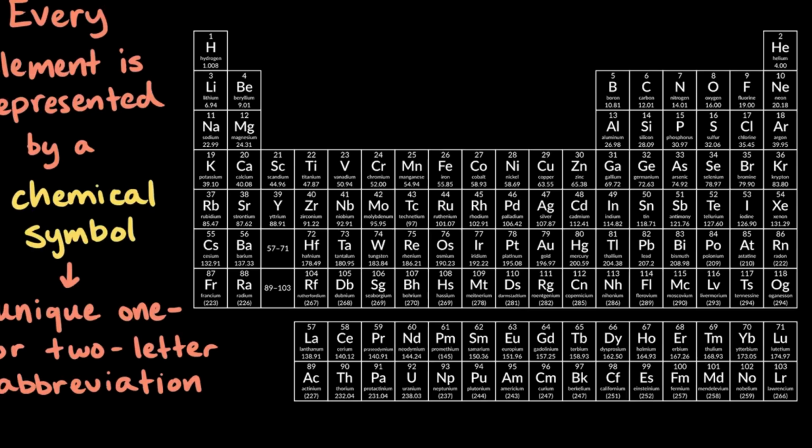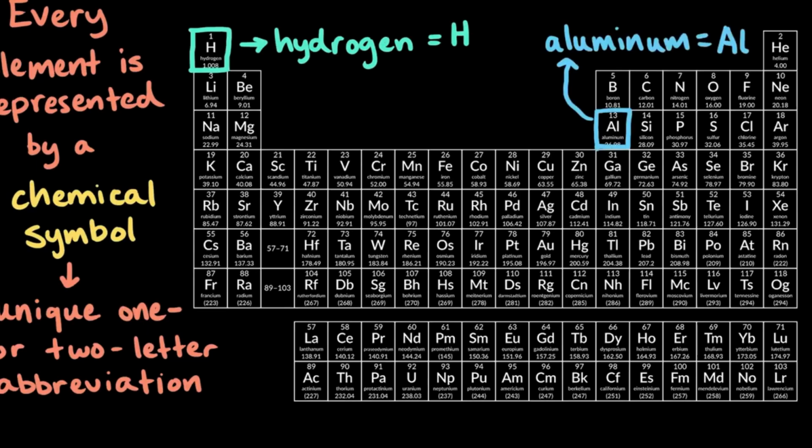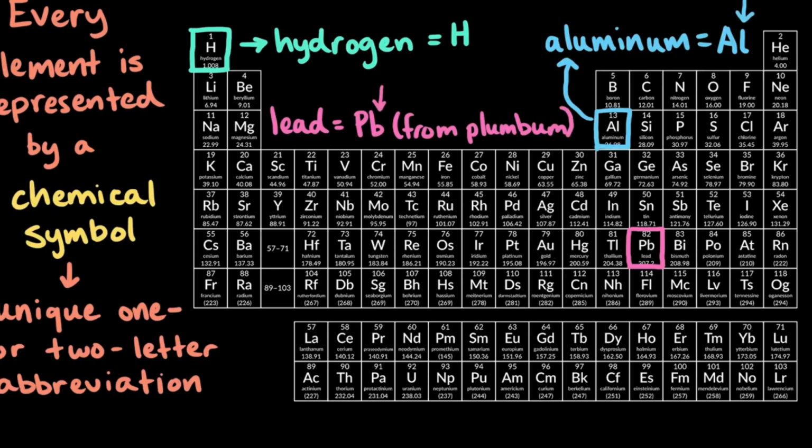Every element is represented by a chemical symbol, a unique 1 or 2 letter abbreviation that appears below the element's atomic number on the periodic table. Many chemical symbols are based on the English name for an element. For example, the symbol for hydrogen is H, and the symbol for aluminum is Al. But some chemical symbols are based on the Latin name for the element. For example, the symbol for lead is Pb, which actually comes from its Latin name, plumbum. Notice that whenever the chemical symbol for an element has 2 letters, the second letter is written in lowercase.